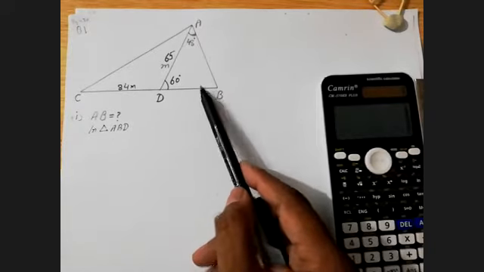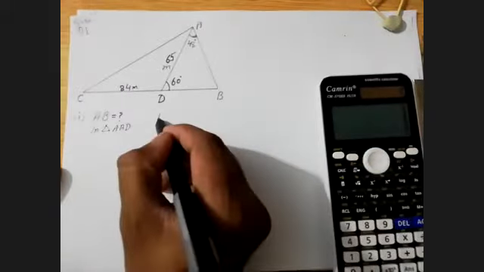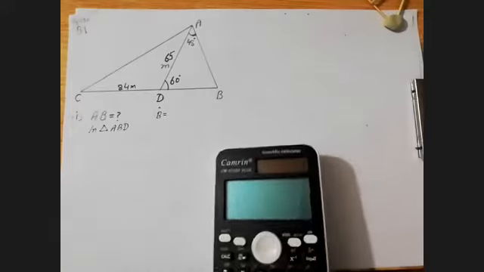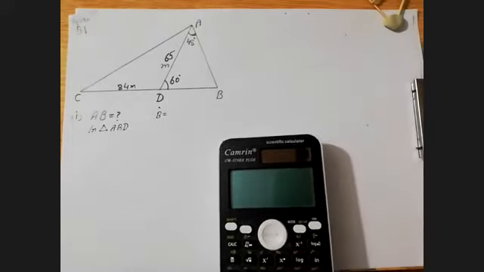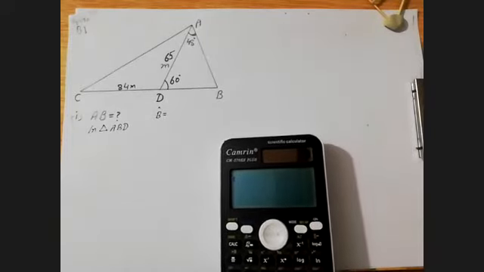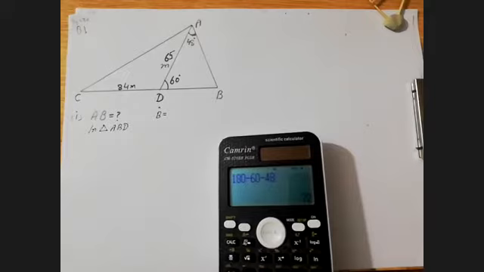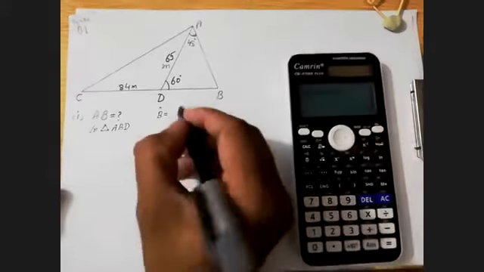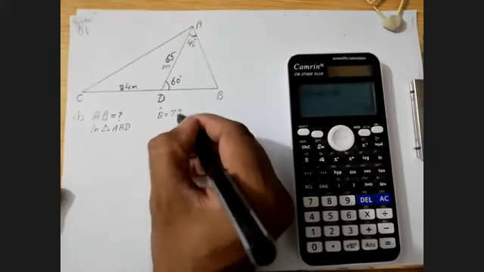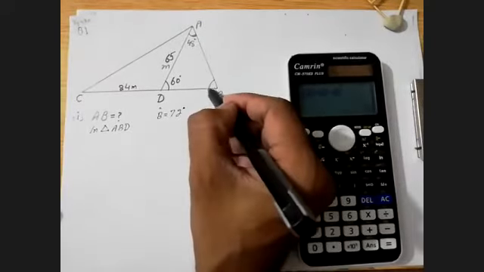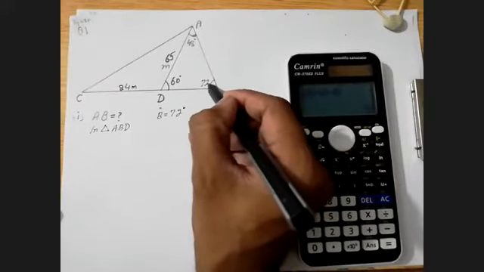Here we need to know the angle B. So angle B can be calculated by subtracting the sum of 60 and 48. So 180 minus 60 minus 48 gives you 72. So angle B is 72 degrees. We got that this angle is 72 degrees.